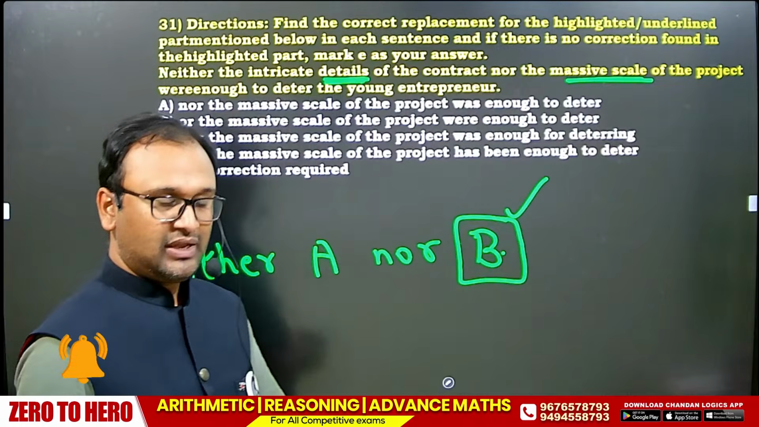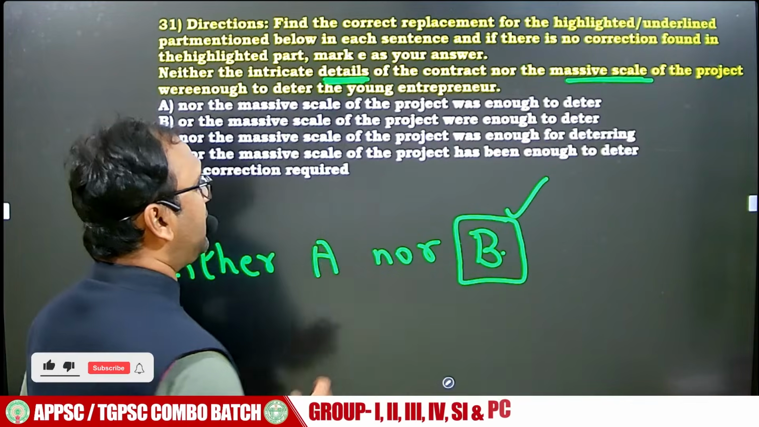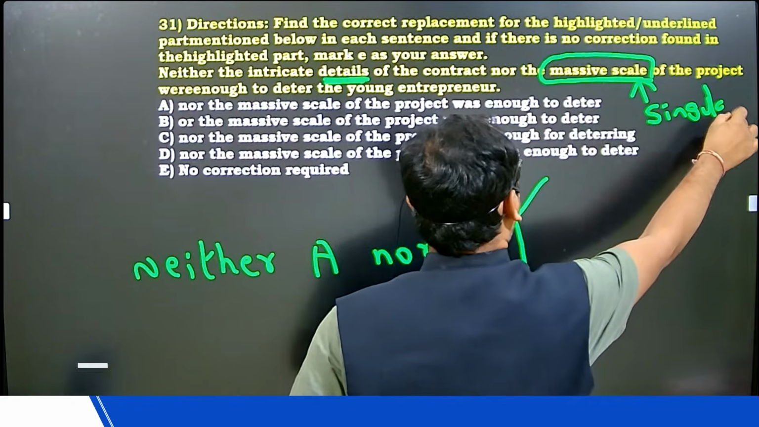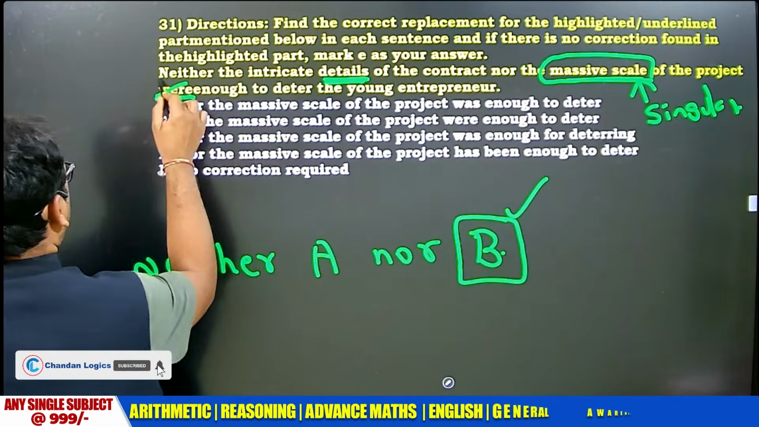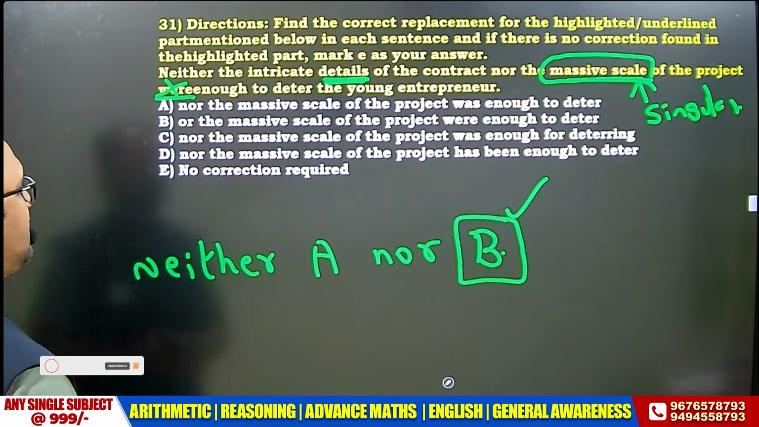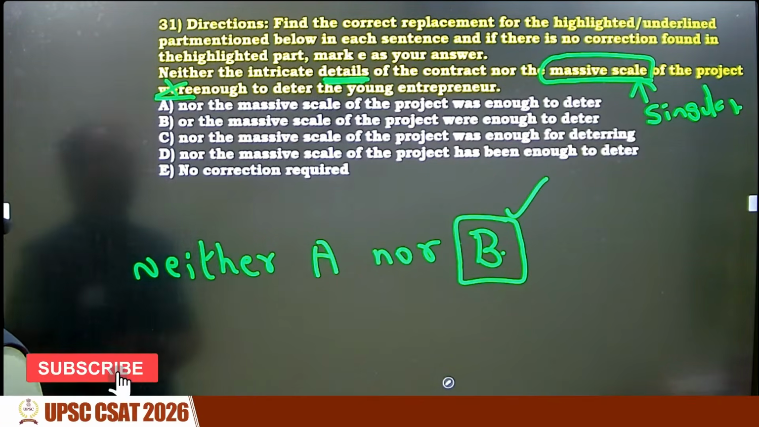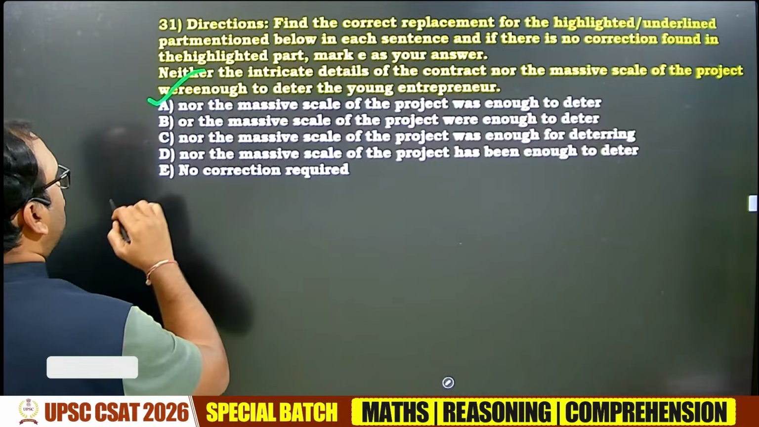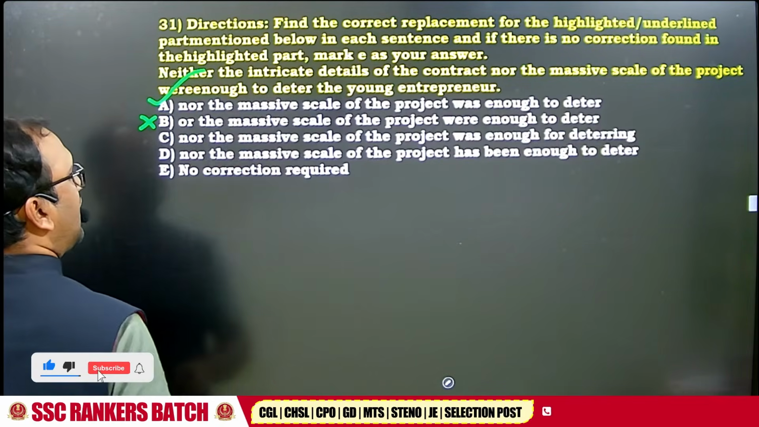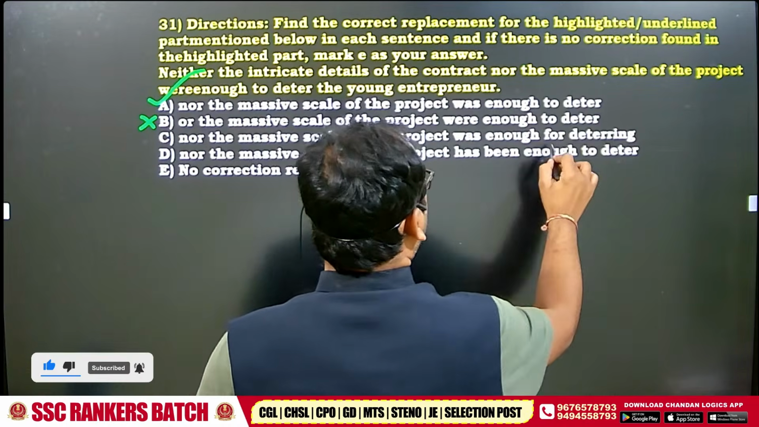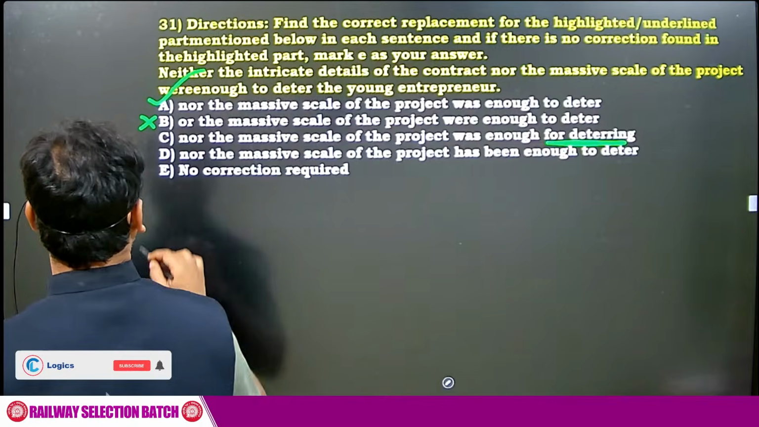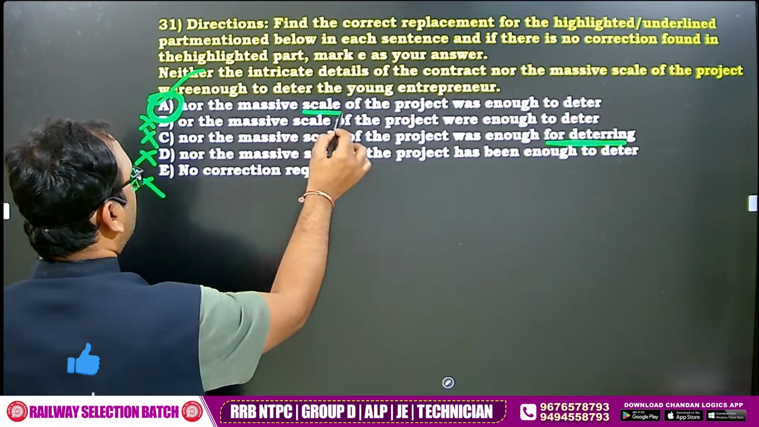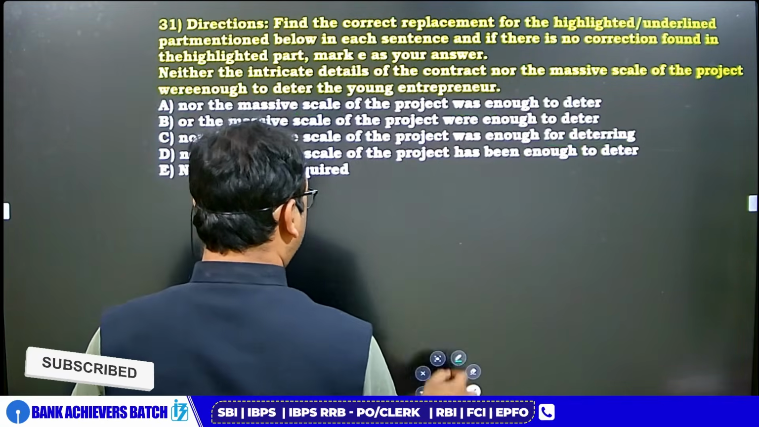This is a grammar rule. Neither A nor B, B is the subject. What is the B here? Massive scale. This is the subject and naturally this is singular. So the verb also should be singular. So you can't use were. You better use was. Option 1 is the right answer. The problem with option 2 is the sentence has many errors, and here you are changing the preposition and all that. So all the other options are wrong. Option 1 is correct. Neither the details nor the massive scale was enough. Neither A nor B rule.